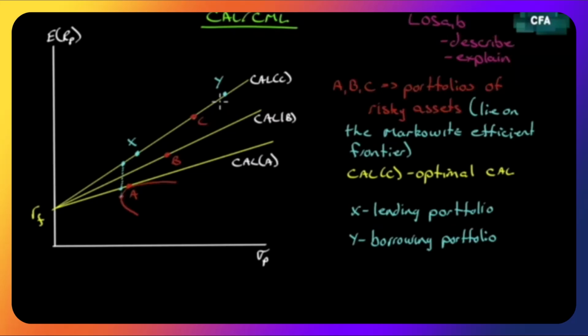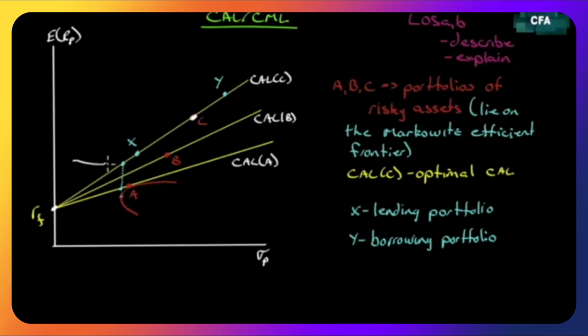That's where we've been. So A, B, and C are portfolios of risky assets. They lie on the Markowitz efficient frontier of their own respective minimum variance frontiers. The CAL C, the capital allocation line C, is the optimal capital allocation line. If we're on this line here, there's 100% in C, and here there's 100% in the risk-free rate. Anything between RF and C is called a lending portfolio. Why? Because we're holding some combination of the risk-free asset and the risky asset, which means we're lending some money to the government.